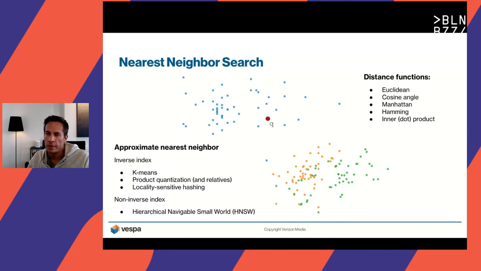There are a few different methods for this, and I basically divide them into whether or not they can be represented with traditional inverted indexes. Those that can, such as k-means or product quantization and its relatives, locality sensitive hashing, basically create groups of centroids or buckets for similar items, and you can find the most similar bucket or centroid to the query and prune away a lot of the search space that way. The other group of methods is those that don't use these inverted indexes, such as hierarchical navigable small worlds, or HNSW, which I'll get back to a little bit later. But basically, this is a graph structure that we search through instead.